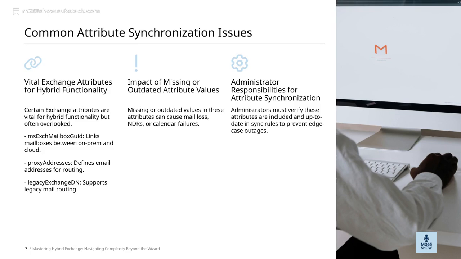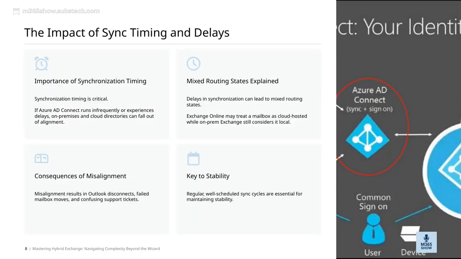When these attributes are correctly synchronized and up to date, it helps prevent many potential issues and keeps your hybrid environment running smoothly. Let's talk about the impact of sync timing and delays. Mastering hybrid Exchange isn't just about setup, it's about navigating the complexity beyond the wizard. Regular, well-scheduled synchronization cycles are crucial to keeping everything stable. If these cycles aren't consistent, it can lead to misalignment, which causes various issues like Outlook disconnects, failed mailbox moves, and support tickets that can be quite confusing.